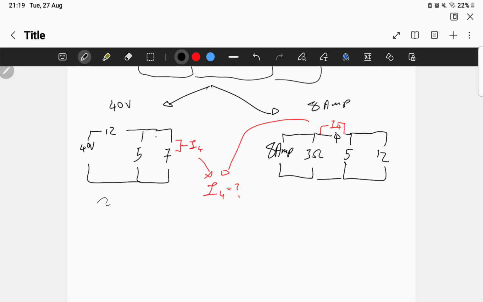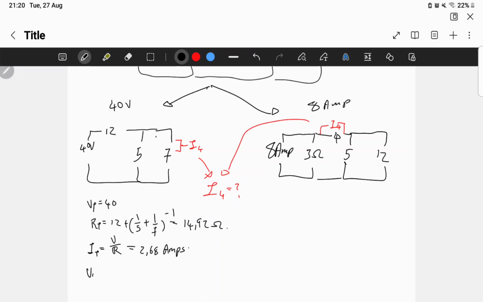For the first equation, we're going to get our V total is equal to 40 and our R total is equal to 12 plus (1 over 5 plus 1 over 7) to the power of minus 1, and that's equal to 14,92 ohms, right? And that is our total resistance. So our total current is equal to voltage over resistance, which is equal to 2,68 amps, right?